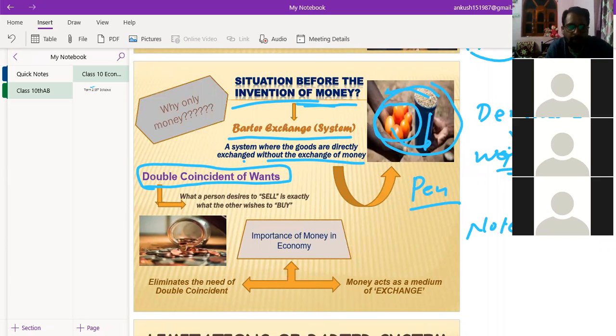Very less, sir. There is a slight chance that both of them want what the other person wants, but although the chances are less, there is still a chance. There is a slight chance.